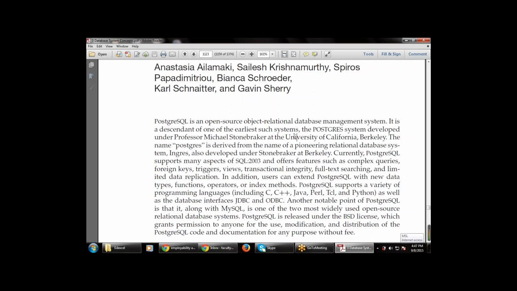C, C++, and Java are used for the database interfaces. And what are the various interfaces? Like JDBC, that is Java Database Connectivity, and ODBC, that is Open Database Connectivity, which are used for the connection with the database, as well as for programming in any language.